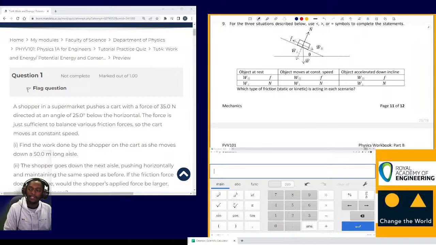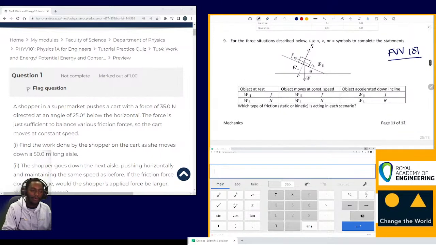We are going to start with the questions that we have here for the PHYV 101 group. But this is still physics, even for the other group. This can also be useful, and it can add to your learning and understanding. So you can follow through as well while we are working on these problems.